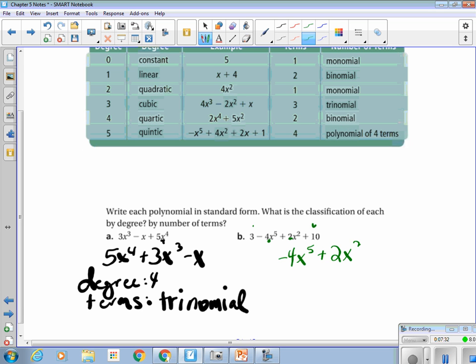And technically, I can combine 3 and 10. 3 plus 10 is 13. So if I were to classify this by degrees, it would be a 5th degree. And by terms, it would be a trinomial.